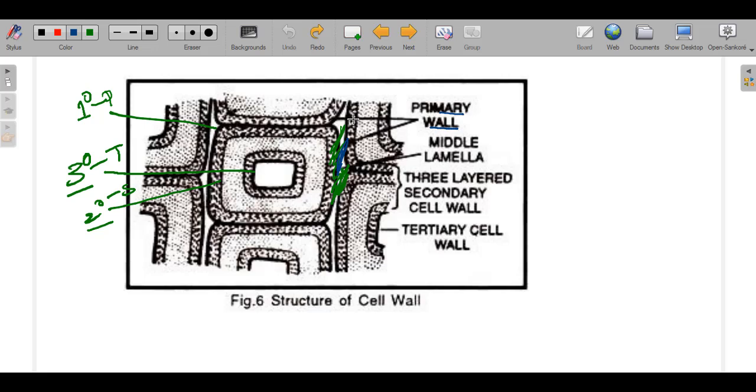The primary wall is the outermost one, and then the middle lamella; you can see the gaps are nothing but the middle lamellae here. The secondary wall is inner, and the tertiary is the innermost. You can understand here, which is the dissected one. The tertiary wall is almost inside, then the secondary here, and then the primary here. The gaps are the middle lamellae.